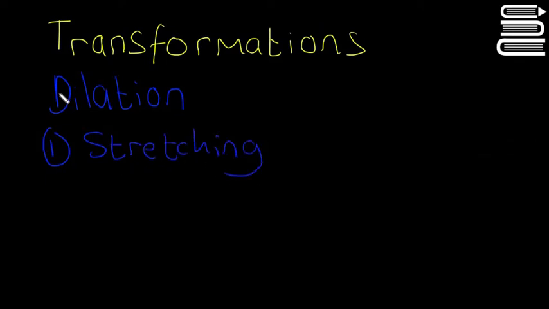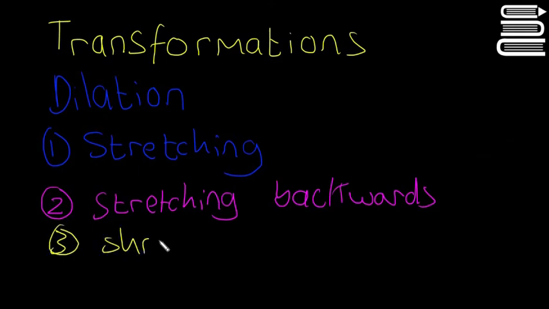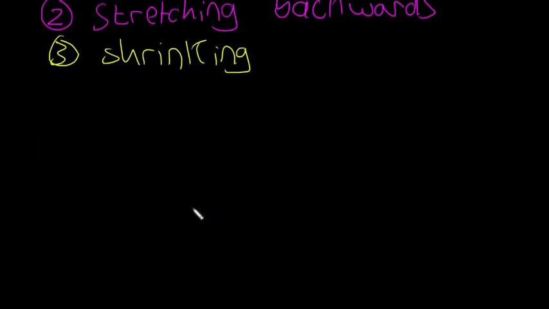Okay. Second one is going to be stretching backwards. So technically they're both stretching. And then the last one will be shrinking. Okay, so we're just going to look at three different examples. We're going to use the same number each time, so it's always going to be, let me just put it here, z is equal to 3 plus 3i as our complex number we're going to be looking at, okay?